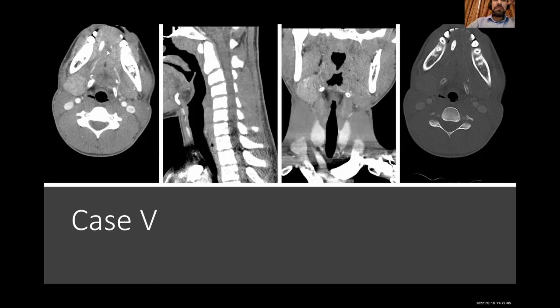Okay, what about this? Does it make sense? Okay, great. So this is sialadenitis secondary to obstruction by a stone. Don't underestimate these cases. These cases come in the exam.